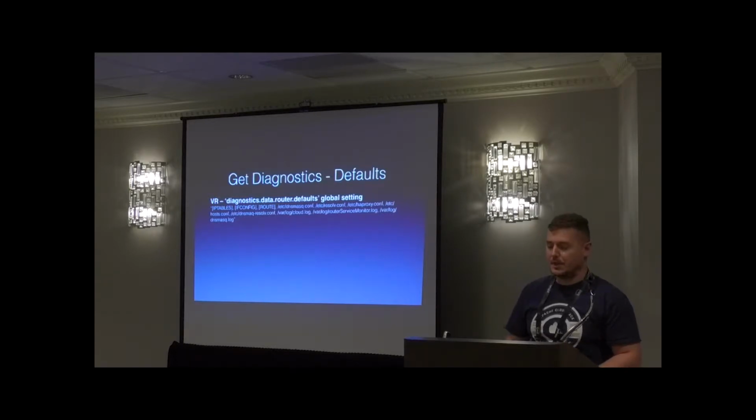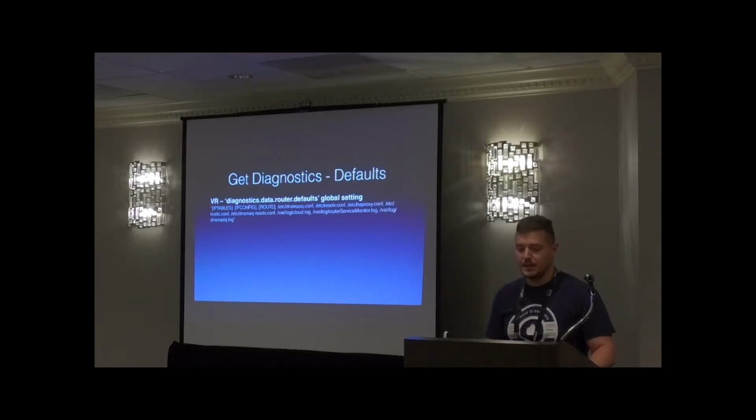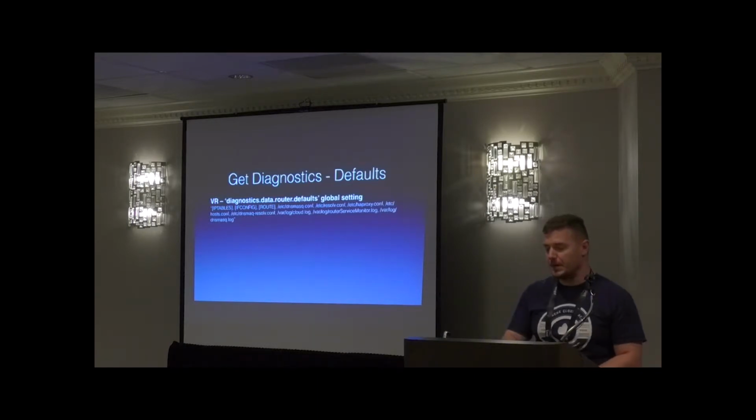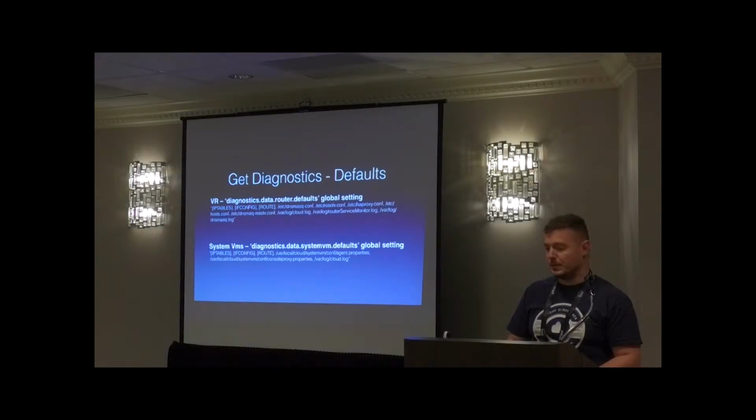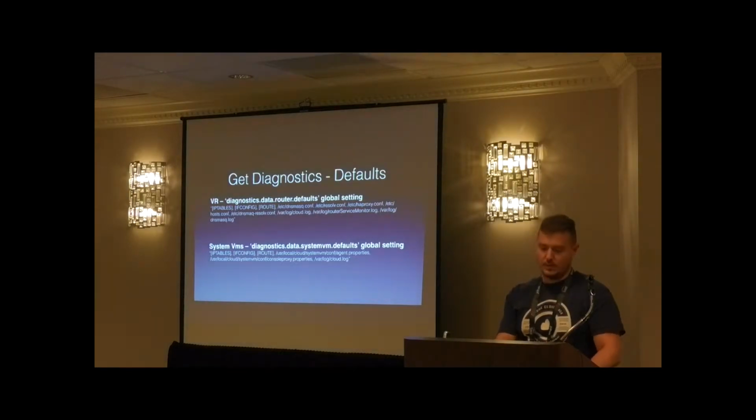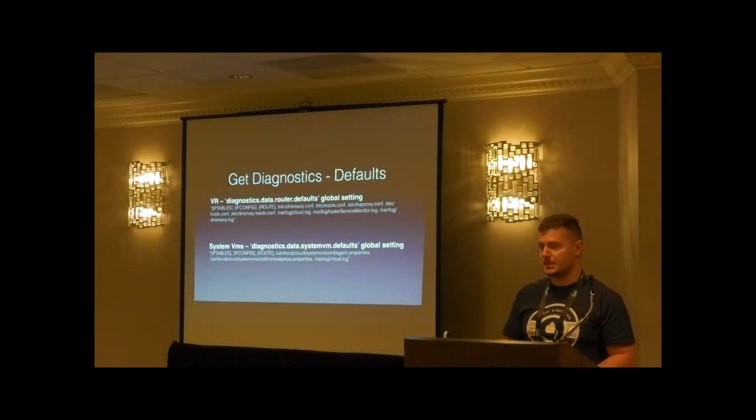Let's talk about some defaults and some files that you can get by default by calling the API. With routers, you get iptables, ifconfig, route, and these are some basic Linux commands that give you an idea of what your current configuration is. Other than that, you can get various config files like dnsmasq, cloud.log, and more. With the system VMs, you get almost the same set of files, simply without the network services related ones.